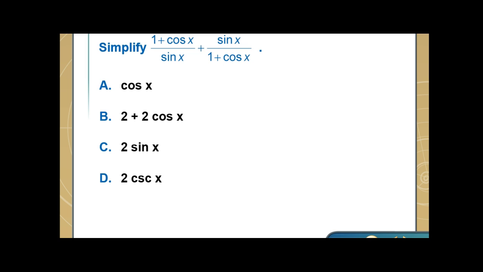So go ahead and see if you can figure this one out and determine which of these 4 answers matches that expression given.